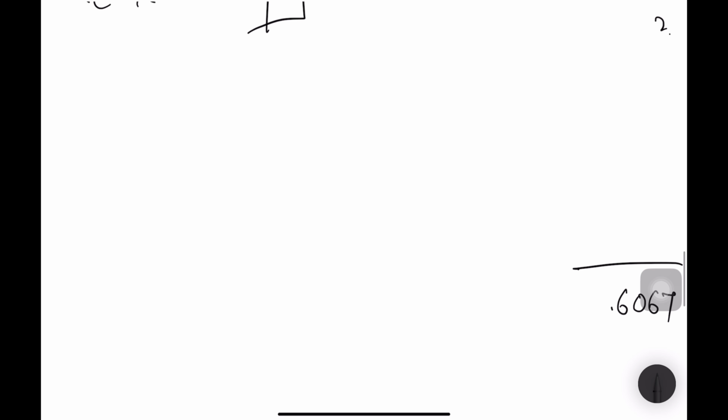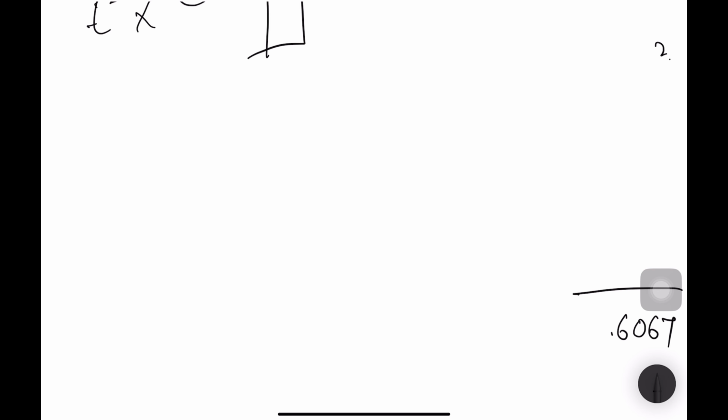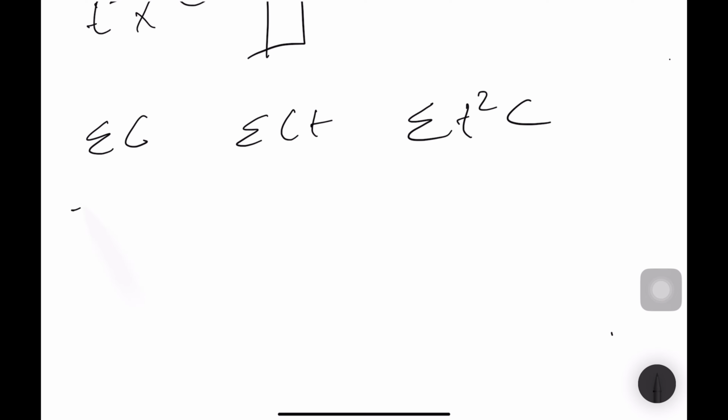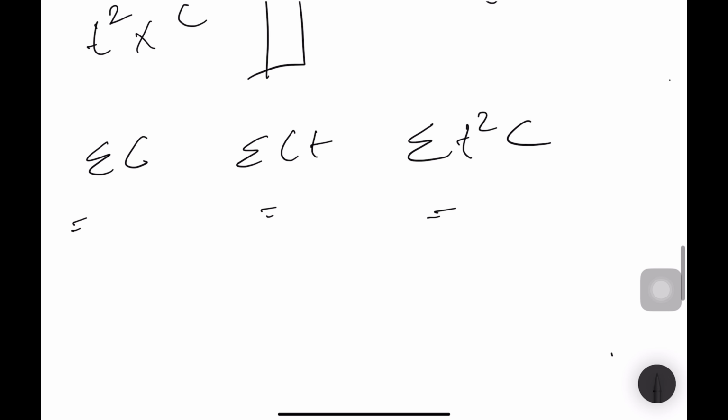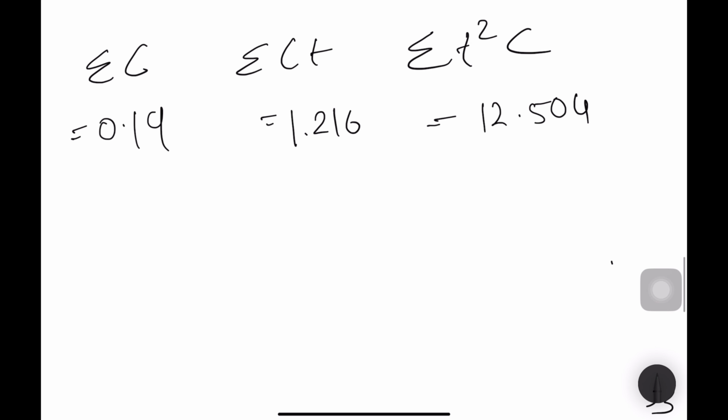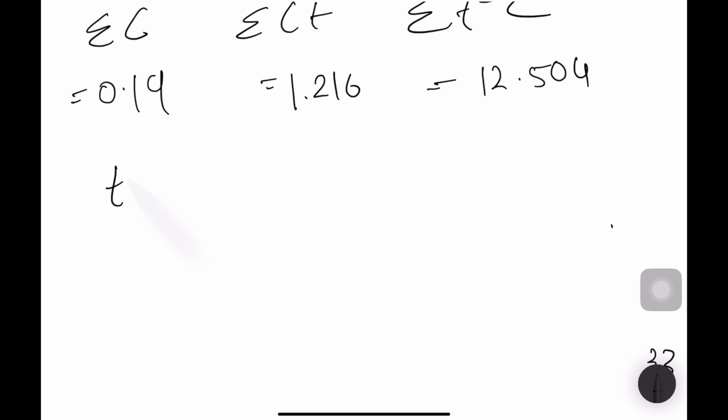The further needed information is the summation of C, summation of CT, and summation of T square C. From the values calculated in the table, the summation of C comes out to be 0.19, the summation of CT would be 1.216, and the summation of T square C we found to be 12.504.